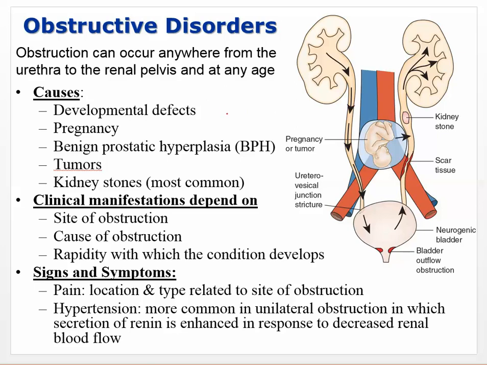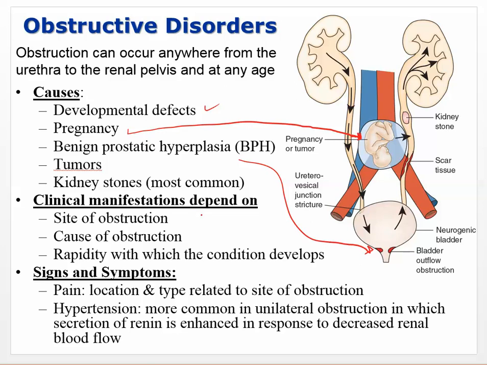So digging a little bit deeper, and repeating myself, actually, to be honest with you. Obstructive disorders can occur anywhere. They can be developmental defects, pregnancy, or a tumor, which can also push on the ureters. BPH, which we mentioned, is going to happen down here in the lower area. Tumors, kidney stones, which we'll talk about.